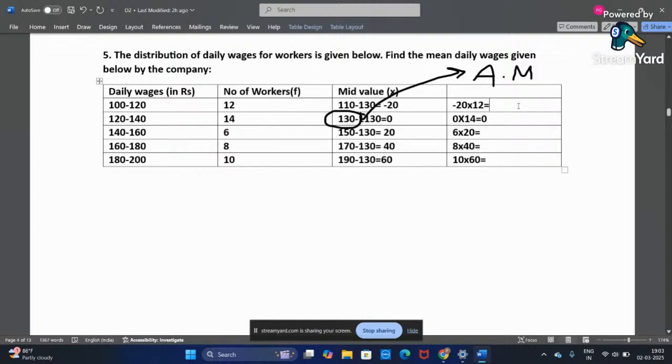20 into 12, it is minus 240, right? Okay, here it is 0. Here it is 120. And here it is 320. Here it is 600. What we have to do now? We have to add all this. This is the fx value. Fx means these numbers, minus 20, 0, 20, 40, 60, we are considering as x. So what we have to do? We have to add all these numbers.